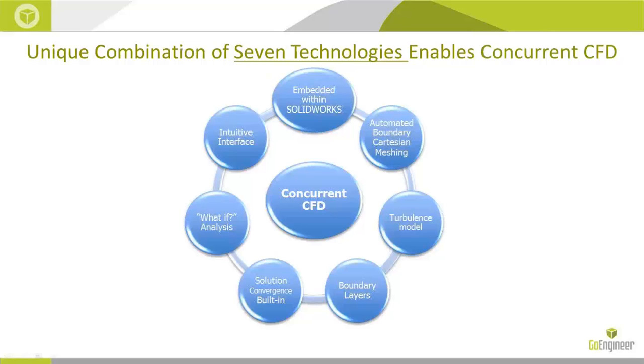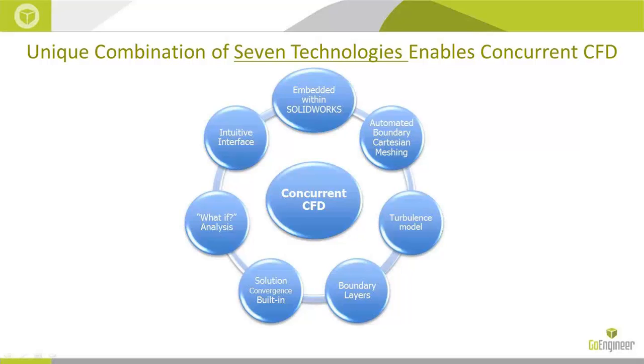There are 7 unique technologies that enable concurrent CFD. By concurrent, I mean designing, simulating, and iterating. We have an excellent what-if analysis that we'll be looking into in our case study here. We have an intuitive interface, again the same great UI that we're used to in SOLIDWORKS. We have automated boundary Cartesian meshing.